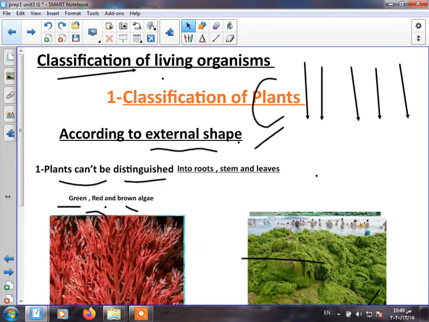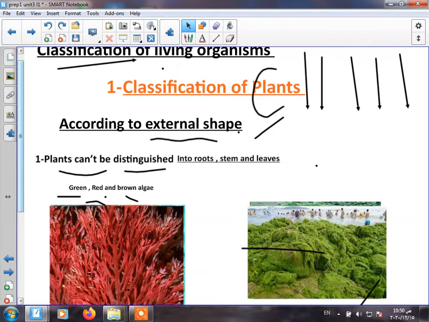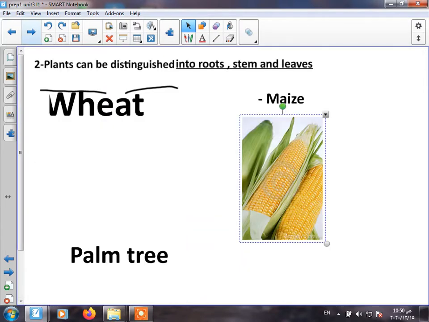So, classification of the plant. I will start my classification part with the classification of plants. Classification of plants is divided into classification according to the external shape and according to the way of reproduction. Number one, according to external shape, we have two types. Plants that can't be distinguished into roots, stem and leaves, like the green, red and brown algae. And number two, plants that can be distinguished into root, stem and leaves, like wheat, maize and palm tree.